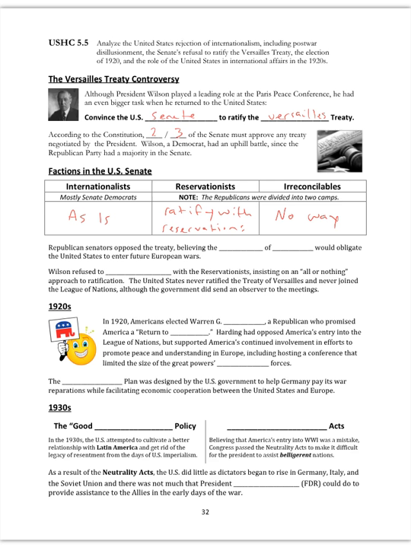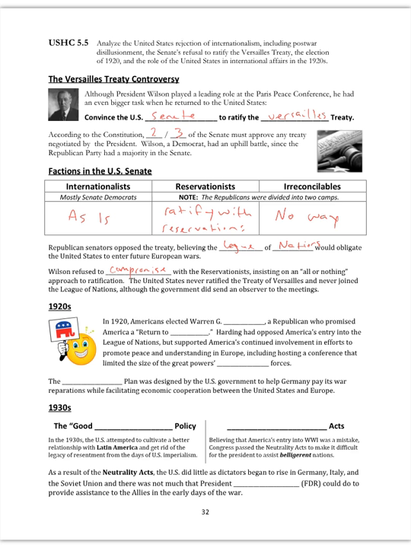So Republican senators opposed the treaty, believing the League of Nations, and that was the biggest part they didn't like, would obligate the United States to enter future European wars. Wilson refused to compromise with the reservationists, insisting on an all-or-nothing approach to ratification. The United States never ratified the Treaty of Versailles and never joined the League of Nations, although the government did send an observer to the meetings. So because Wilson wouldn't compromise, it just didn't happen. The U.S. didn't sign the treaty, even though they worked very hard to be part of it, and they never joined the League of Nations, even though it was Wilson's idea to create it.